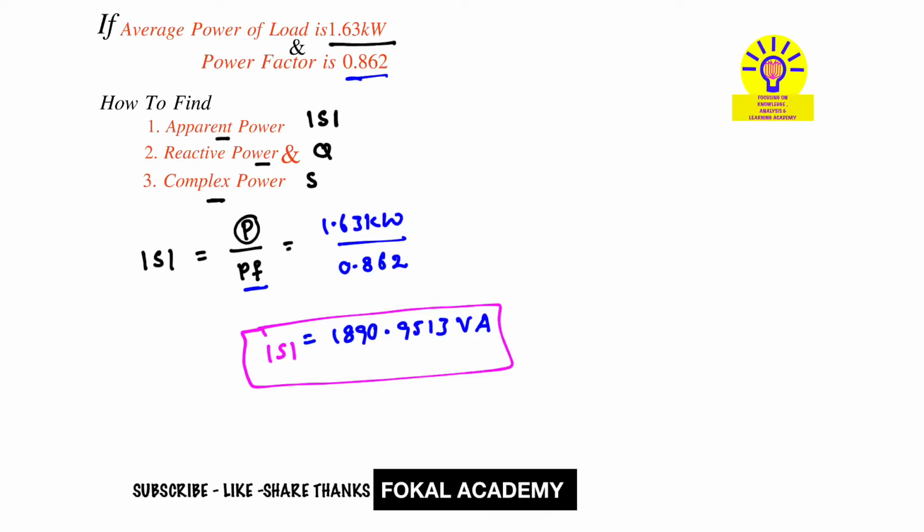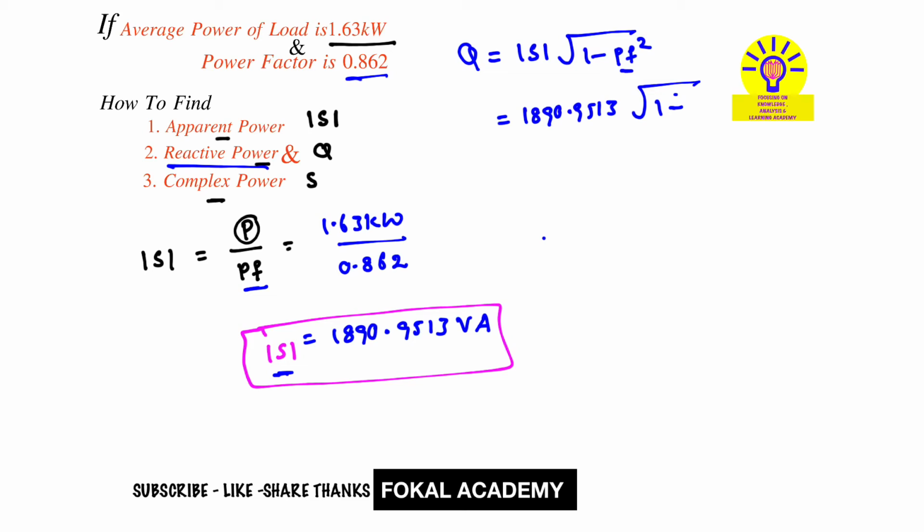Now I am going to find the reactive power. So reactive power Q equals apparent power times the root of 1 minus power factor squared. Now substitute here. We got apparent power 1890.9513 times the root of 1 minus 0.862 squared. By simplifying this, we will get reactive power equal to 485.8913. The unit of reactive power is var.